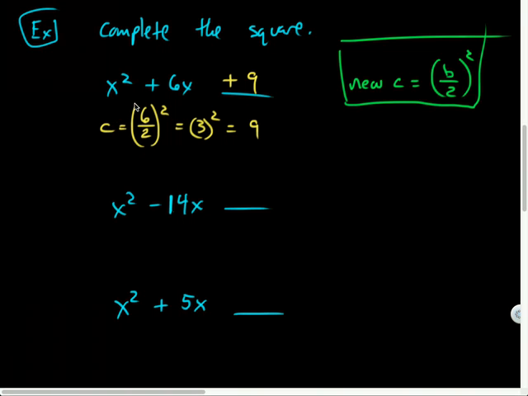While you're writing that down, let's consider the next one. X squared minus 14x. So how would I find my new c term? 49.